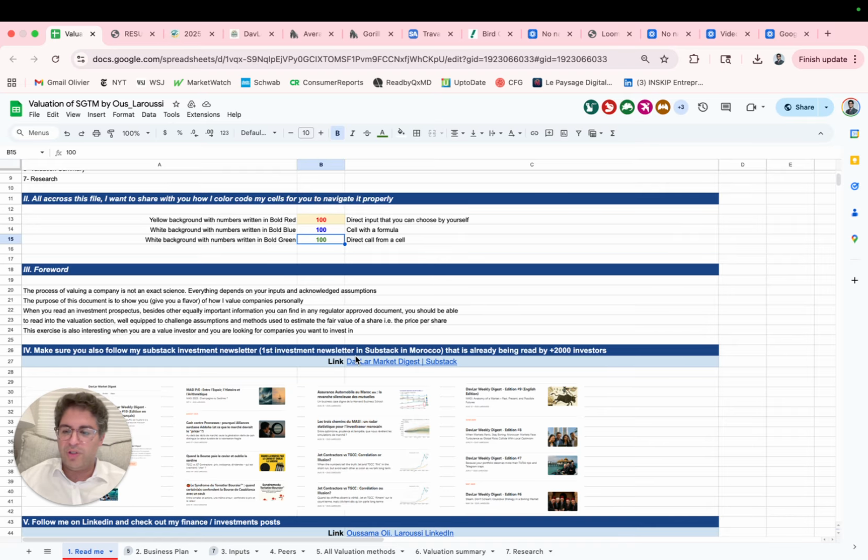And just a quick foreword about valuing companies. This is not an exact science, this is an art, and everything depends on your inputs and assumptions. The purpose of this document is to give you a flavor of how I value companies personally, so that when you read an investment prospectus, you know what kind of assumptions you have to look at. And just remember, valuing a company depends on the perspective of the person valuing the company. Valuing a company from a sell side perspective is not the same as valuing a company from the buy side perspective.